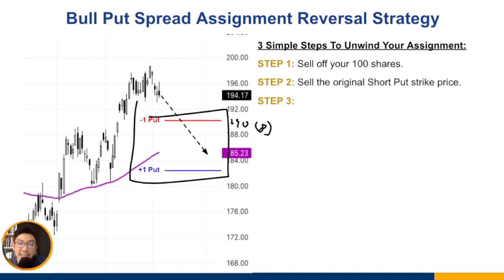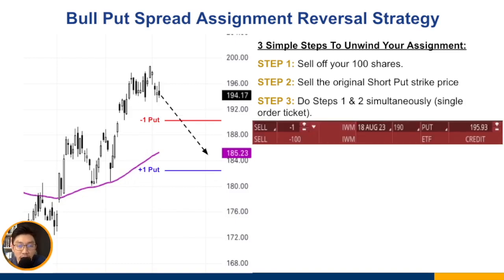All right, and then step number 3, basically what you want to do is to do these 2 steps down here simultaneously. So if you really think about it, it's just one step, right? You just do the selling off of the 100 shares and then you sell the original strike of the short put in one order ticket, right? This is for Think or Swim. You can see that they do this in one order ticket. Whatever platform you're using, you want to find a way to do that as well. Because while you can actually do this separately, that means you can sell off the 100 shares first, then you sell the original short put strike price.